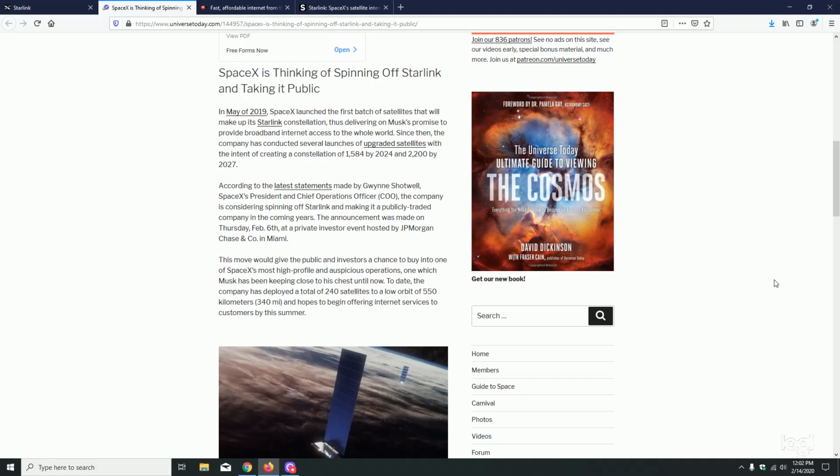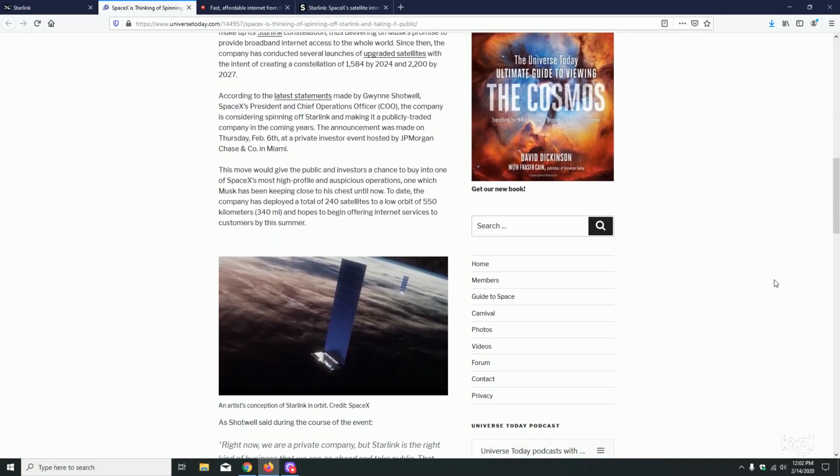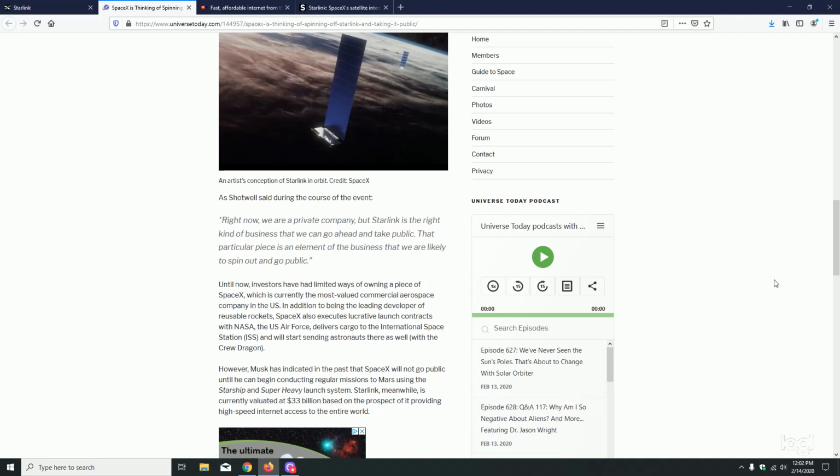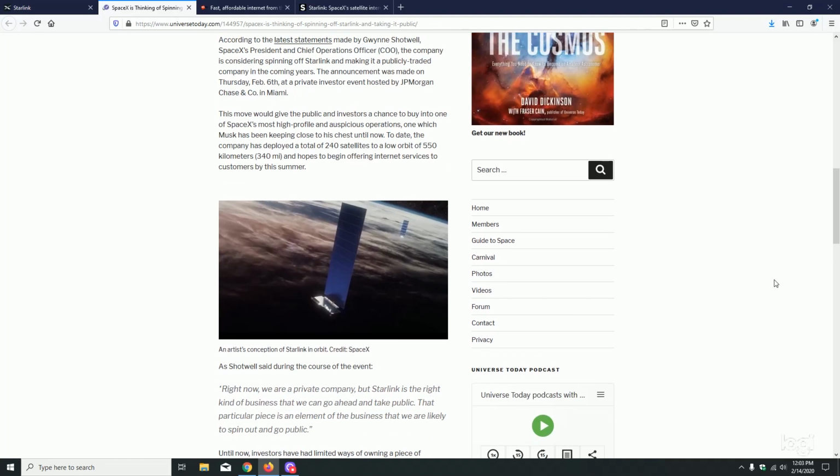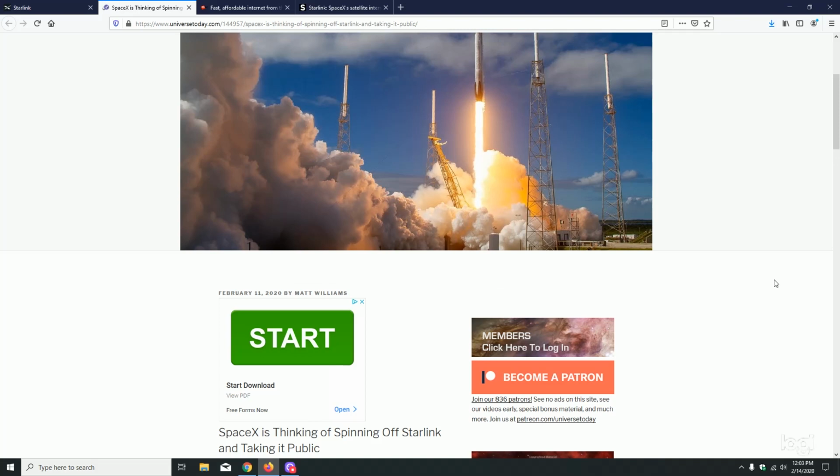To date, the company has deployed a total of 240 satellites to a low orbit of 550 kilometers and hopes to begin offering internet services to customers by this summer. So they're trying to go public. It says they're a private company, but StarLink is in the right kind of business that they can go ahead and take it public. So that's something interesting. They're going to not be private going in the future possibly. And they're getting ready to try to get internet in the home by this summer. And then they're going to try to get it globally covered by 2021, even in areas that didn't have internet before. So this could potentially be a huge deal and really good stuff to come.